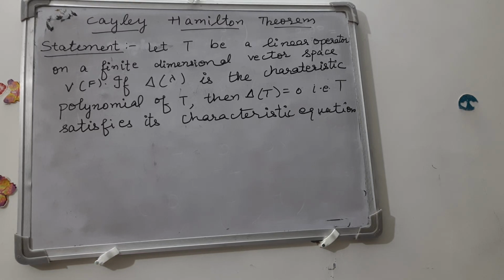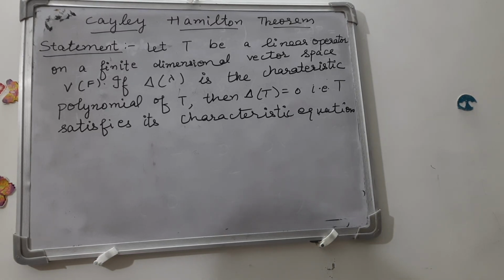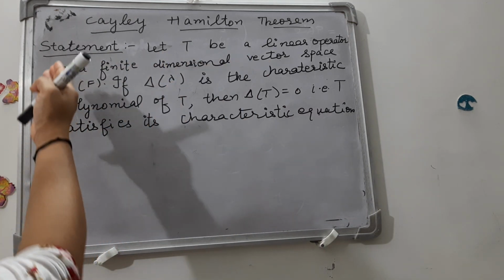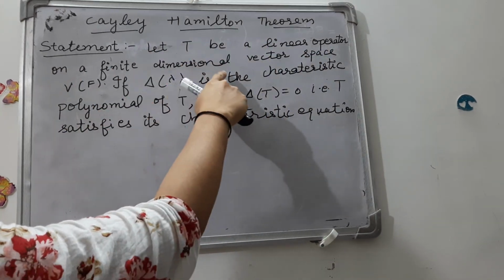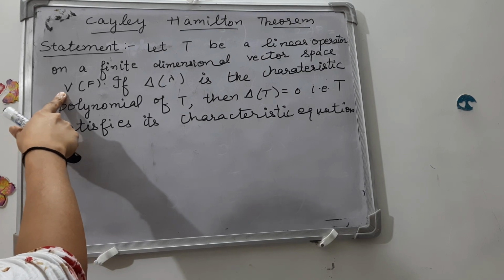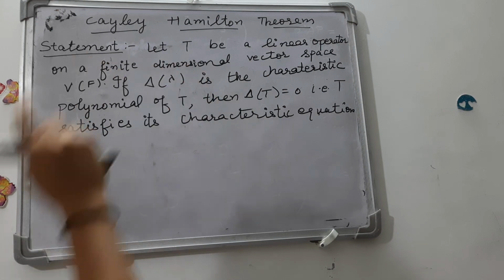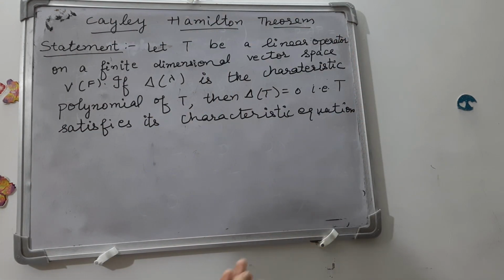Hello students, I am going to discuss here the very important result of linear algebra, the Cayley-Hamilton theorem. Now what is the statement? Let T be a linear operator on a finite dimensional vector space V over F. We are considering V as a vector space over F and T any linear operator on V. We can say that T is a mapping from V to V.